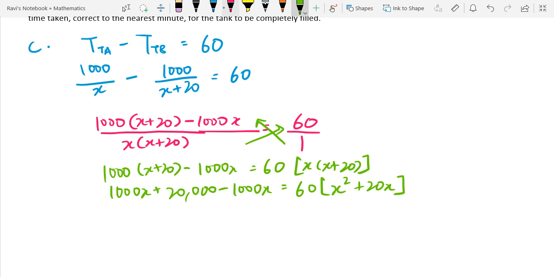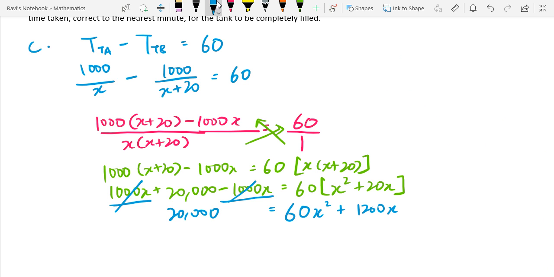Okay, so what simplification can I do? I see that this is a plus 1,000x and this is a minus 1,000x. So this and this will cancel off. So what is left is 20,000 on this side equals to, let me open up the square bracket now, 60x squared plus 60 into 20 is 1200x.